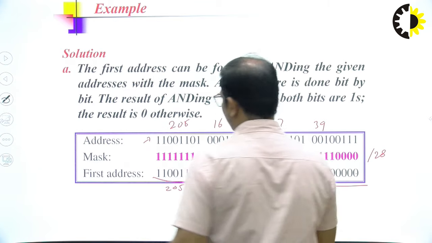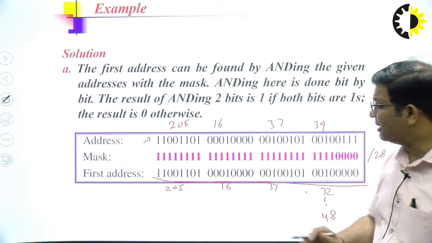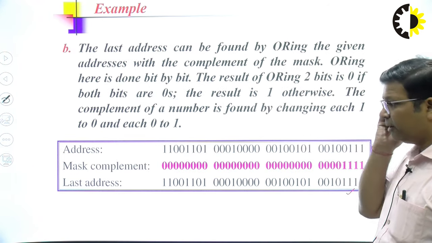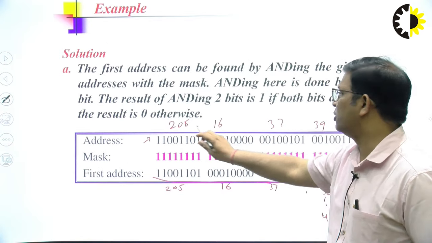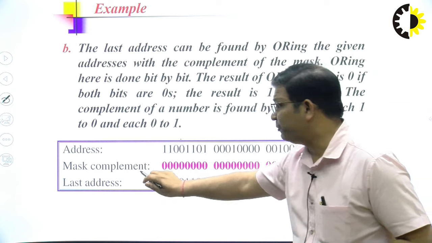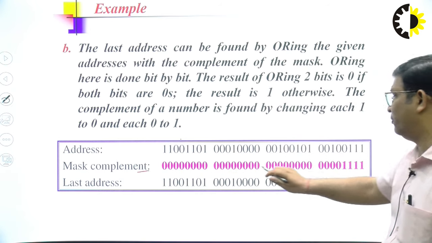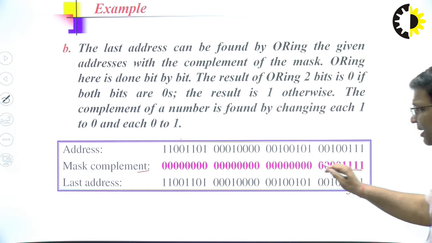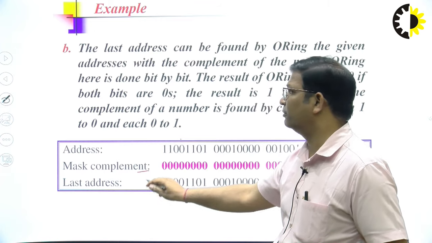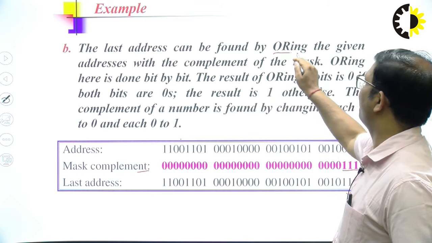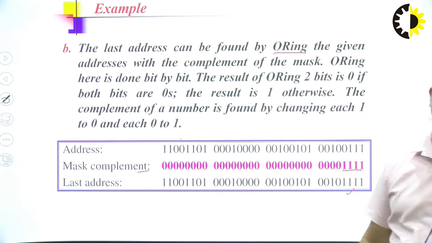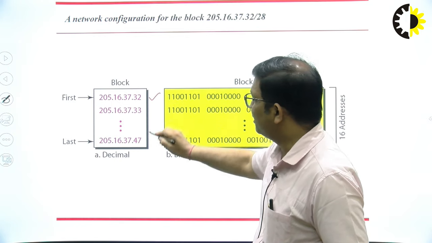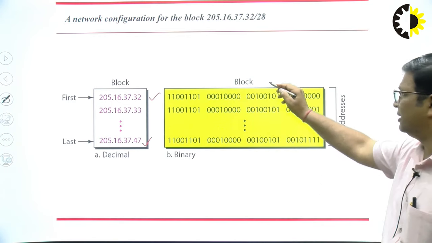So how can we find the last address? Either we have to count up to 48, or we can do it this way. This is the same address, 205.16.37.39, and the ones complement of the mask: the last 4 bits are kept as 1 and the rest are 0, and apply the OR gate. So this will be the last address. Okay, so this is the first address and this is the last address, and this is the binary configuration.